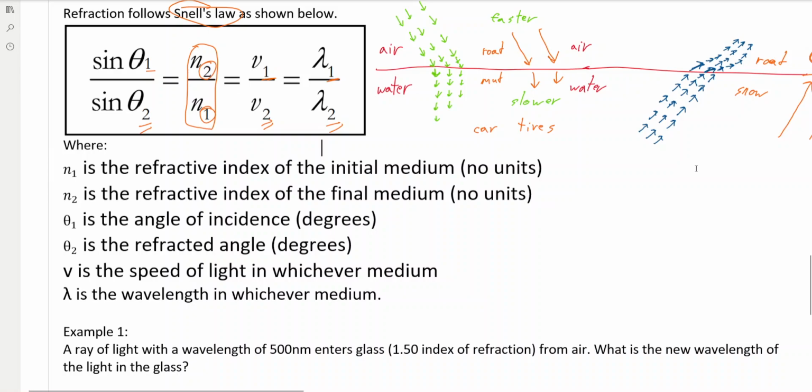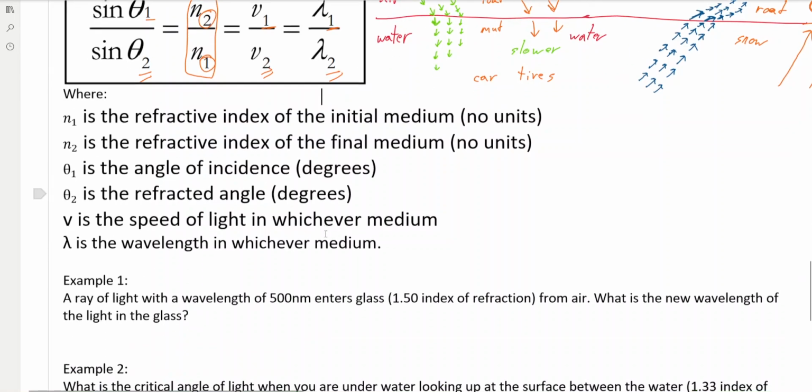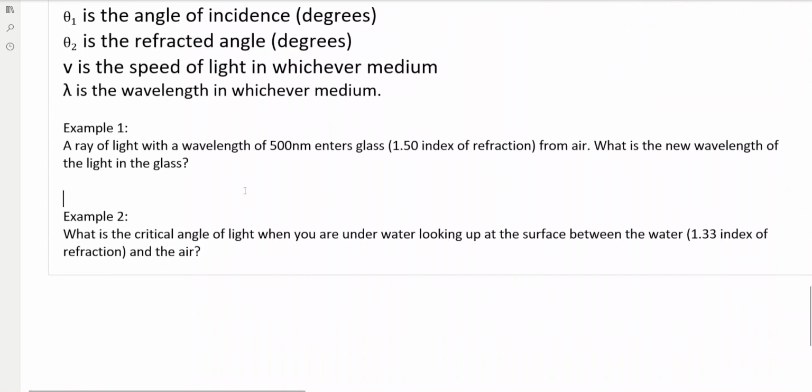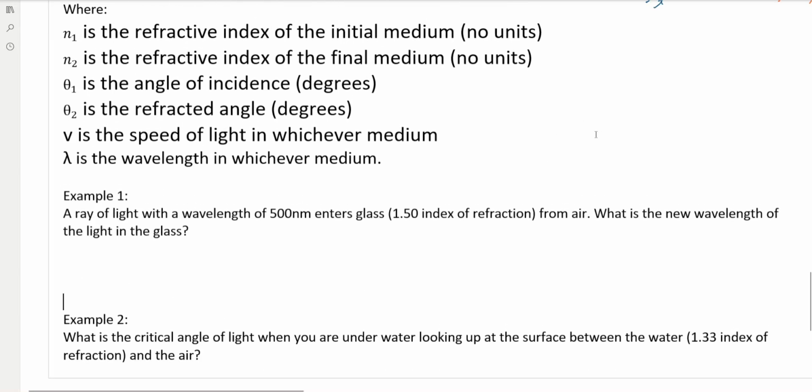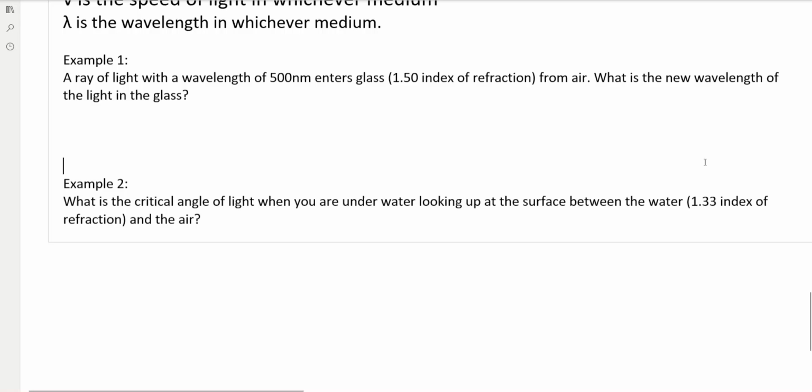But it's interesting to know that the ratio of the sine of the angles, the ratio of the speeds, the ratio of the wavelengths, and the ratio of the index of refraction are all equal to each other. Speaking of, here are now 2 questions based off of Snell's law. Please go ahead and try this out, pause the video, and see if you get the same answer I do.